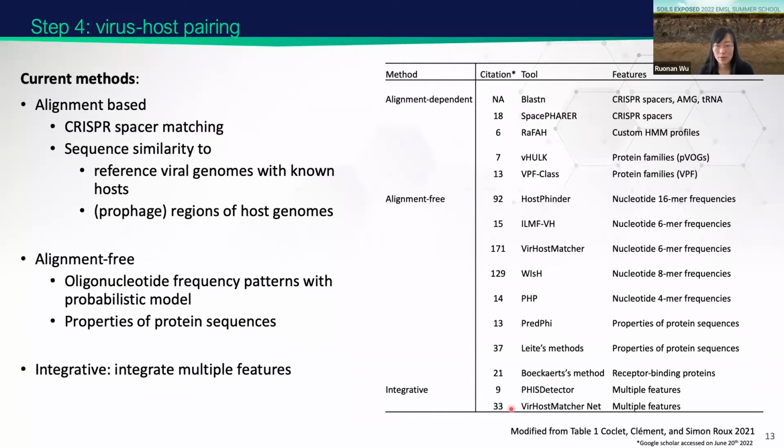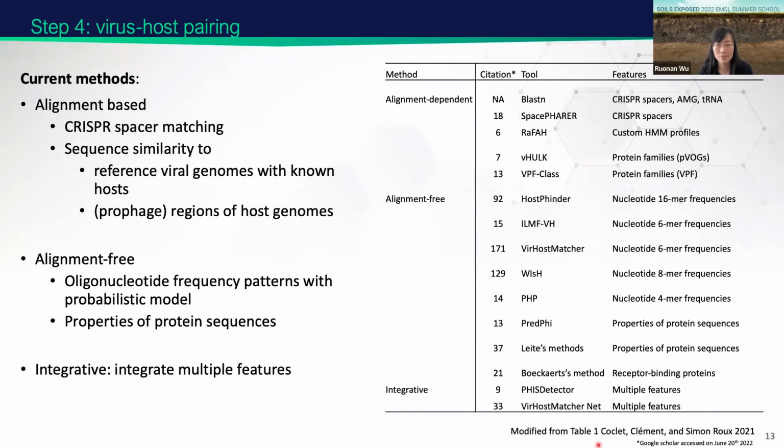For example, VirHostMatcher-Net integrates both the CRISPR spacer matching method and alignment-free similarity measures. I have run some of those highly cited tools, such as VirHostMatcher, WIsH, PHP, and also some of the tools that retrieve and match CRISPR spacers, with no problem installing and running them by following the instructions on the homepage or GitHub page. Those highly cited tools could be your first try if you want to explore your data to predict the hosts of your identified virus sequences.